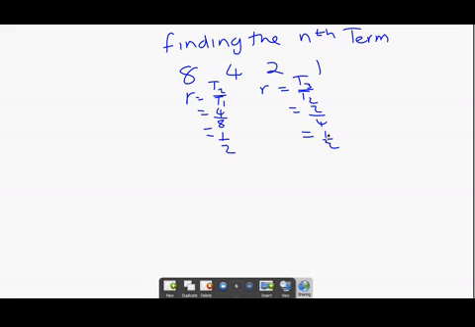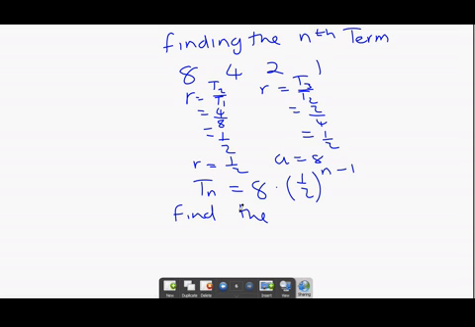This then led us to say that our R is equal to half, and our A is equal to 8, and then our general formula was Tn is equal to 8, and then multiplied by bracket 1 over 2 to the power of n minus 1.